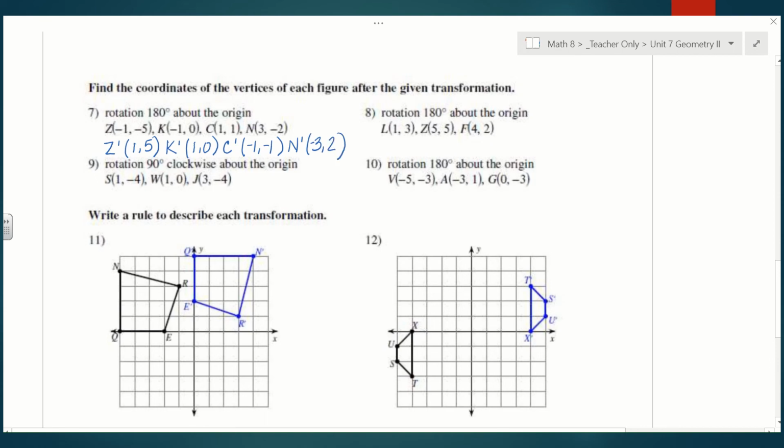So number 8 is the same thing, 180 degree rotation. Again, all of your coordinates just become the opposite sign. For these ones, it may be useful to know the rule, but you could always sketch it out to the side and rotate it and see what it ends up being if you forget. I'm going to skip 9 for a minute and do 10 while we're still doing 180. We have that rule in our head.